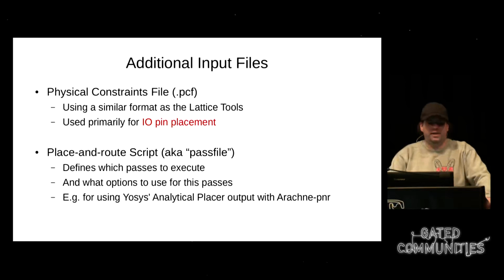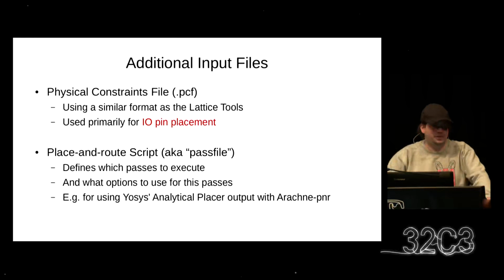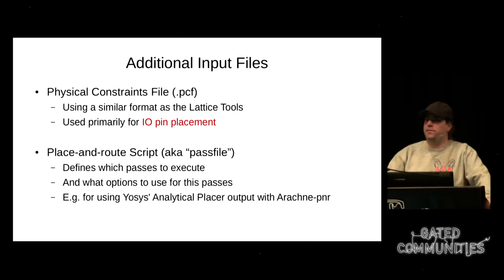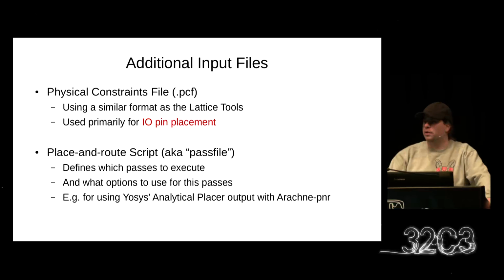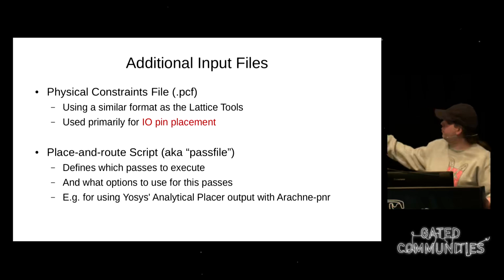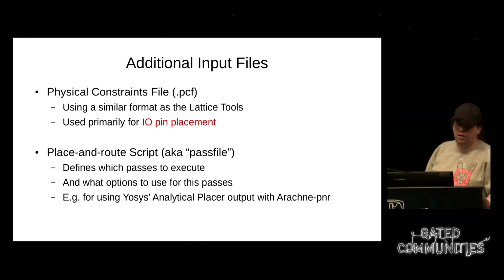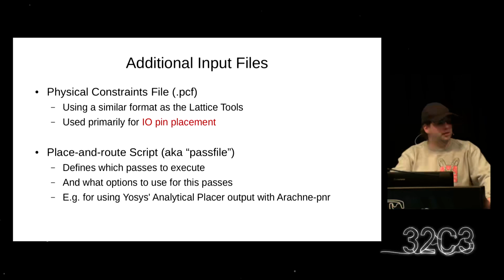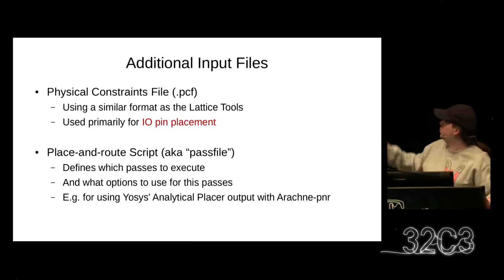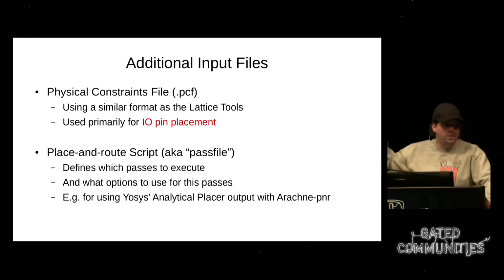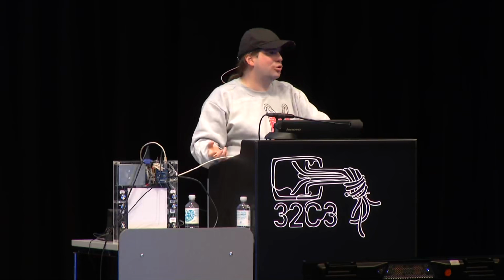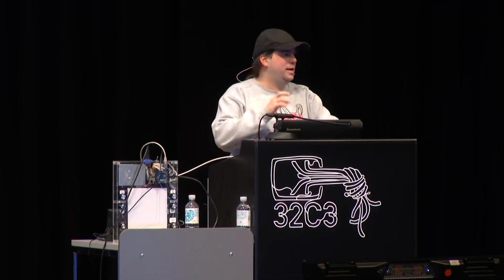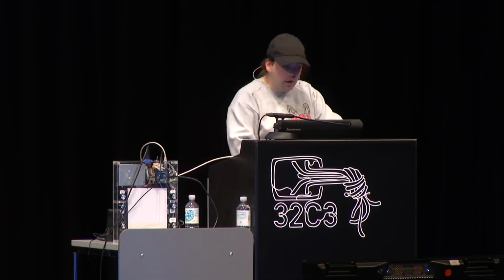You can also use a place and route script. This is a more experimental feature that is in development right now, where you can manually specify what steps should be taken in which order, and also give the individual passes additional parameters. And with that, we have already an experimental flow working where you use the analytical placer in Yosys together with Arachne PNR. But that's not actually what I would like to do in the end with analytical placement, because the analytical placement in Yosys doesn't really know what the FPGA looks like, and that there are only certain places where a RAM tile can go, for example.